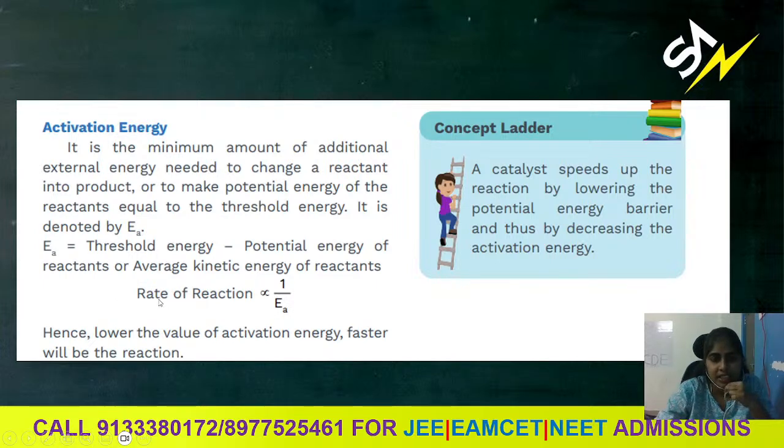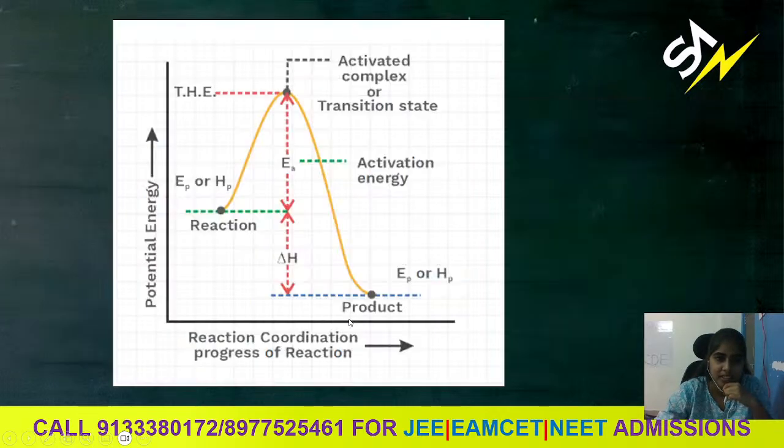Here the rate of reaction is inversely proportional to activation energy. It means if activation energy increases, rate of reaction decreases, and vice versa. Hence, the lower the value of activation energy, the faster the rate of reaction. Let us see this graph. Here we are taking a graph between reaction coordinates and potential energy. This is the initial state, that is, before the reaction. The reactants will be here.